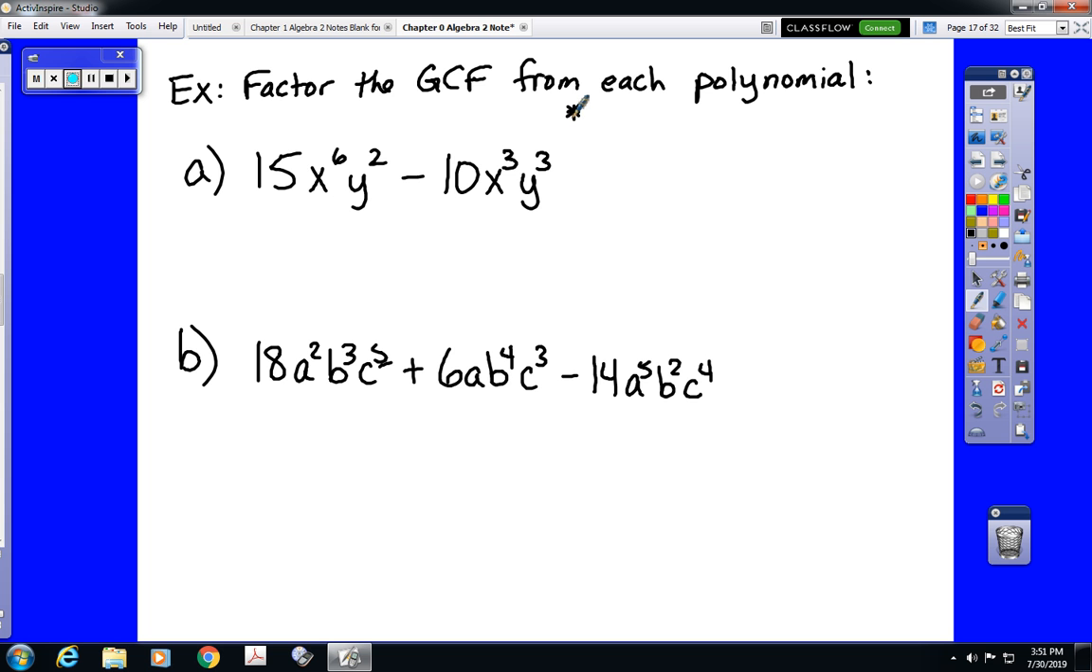Let's change the color on that if we can. Yeah, perfect. Okay, so we have 15 and 10, they're both divisible by 5. And again, the goal there is to find the biggest number that both numbers are divisible by. They also both have an x to the 3rd and a y squared.